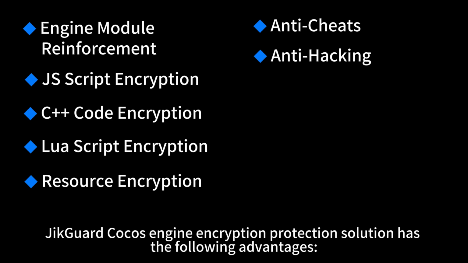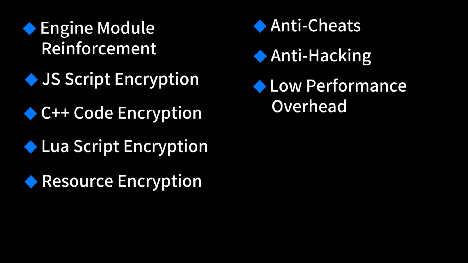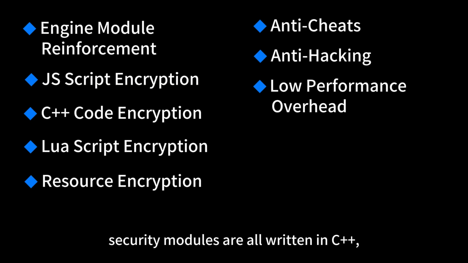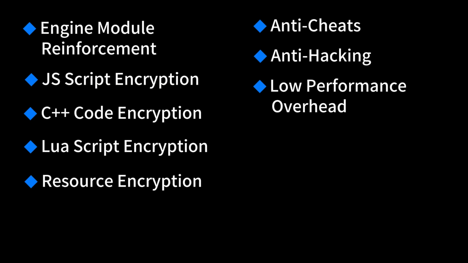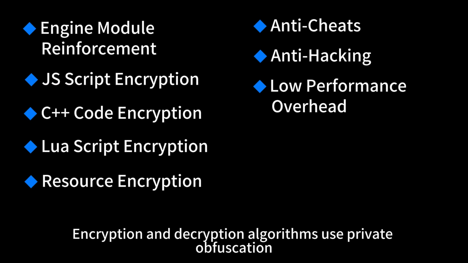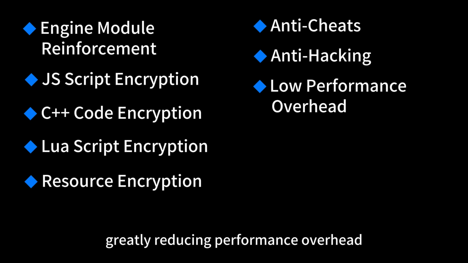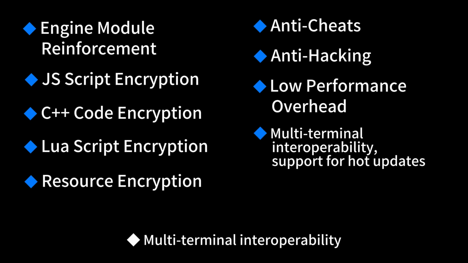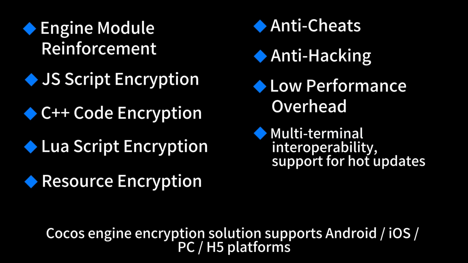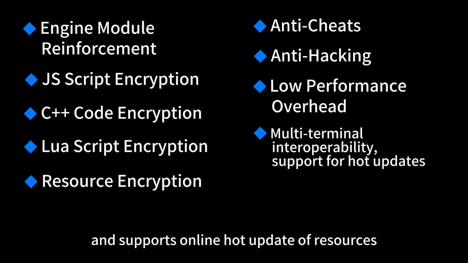In addition, the JikGuard Cocos Engine Encryption Protection Solution has the following advantages. Low performance overhead. Pure native solution. Security modules are all written in C++, which is highly efficient. Encryption and decryption algorithms use private obfuscation, greatly reducing performance overhead. Multi-terminal interoperability, support for hot updates. Cocos Engine Encryption Solution supports Android, iOS, PC, H5 platforms, and supports online hot update of resources.